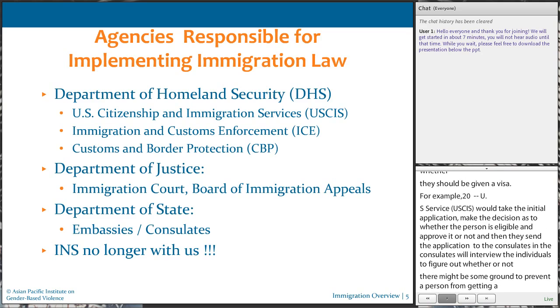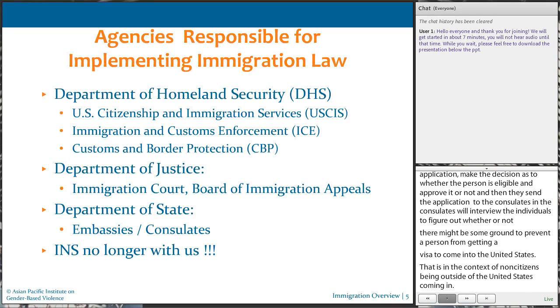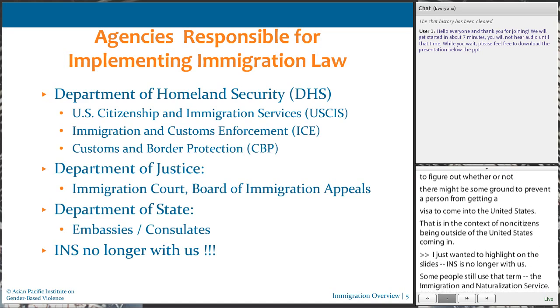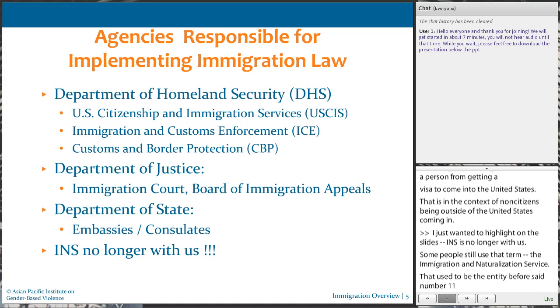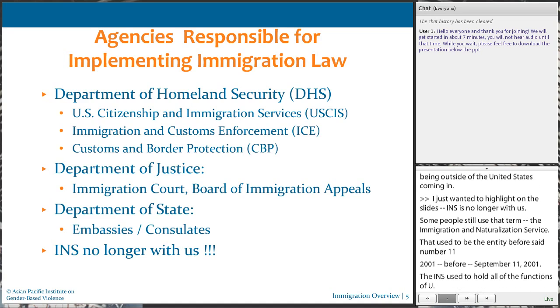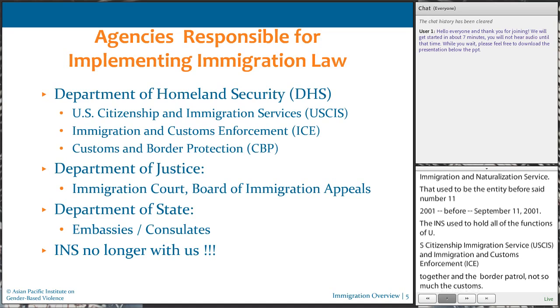So I just wanted to highlight on this slide, it says INS is no longer with us. Some people still use that term, the Immigration and Naturalization Service. That used to be the entity before September 11th of 2001, or actually it existed until 2003 when DHS was created. But INS used to hold all of the functions of USCIS and ICE together, and the Border Patrol, not so much the Customs. And so that no longer exists, and it was replaced by the Department of Homeland Security, and DHS, of course, has other functions within it, such as emergency management and other things, but INS doesn't exist anymore.